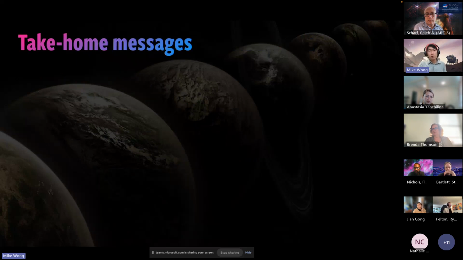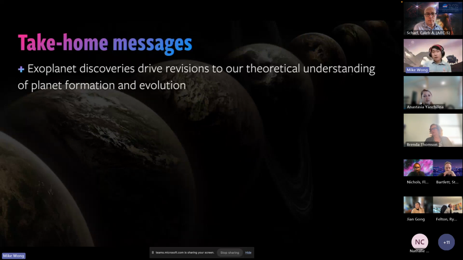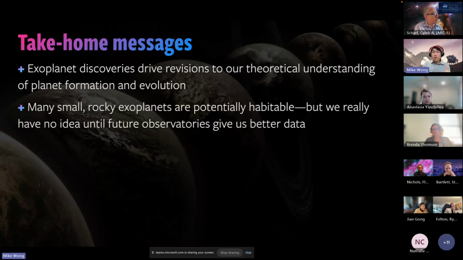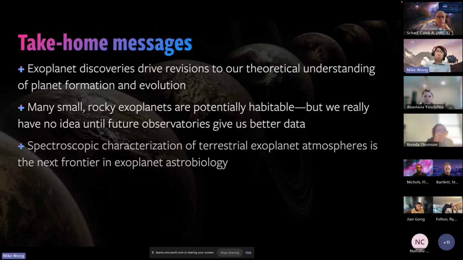And so let me wrap up with a few take-home messages. First, exoplanet discoveries drive revisions to our theoretical understanding of planet formation and evolution. We have to update our physical models for how planets come to exist based on the revolutionary knowledge that exoplanet surveys have given us. Many small rocky exoplanets are potentially habitable, but that's all that we really know at this time. We really have no idea if they are indeed habitable or have signs of life on them until future observatories give us better data. And so we're very much looking forward to the Habitable Worlds Observatory, as well as next generation ground-based telescopes that can get us that kind of data.